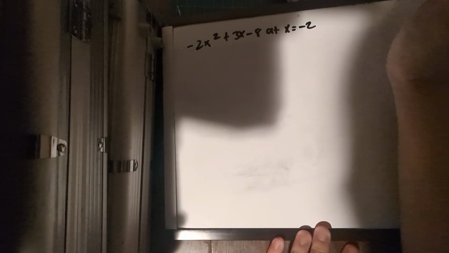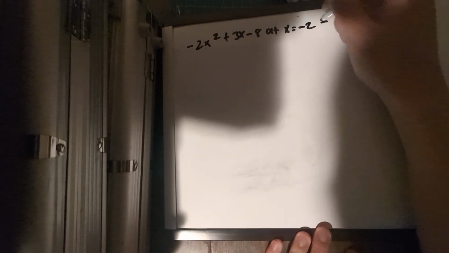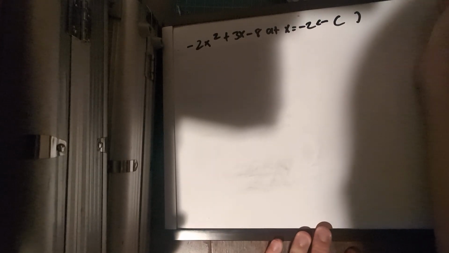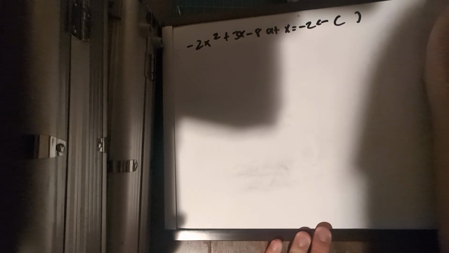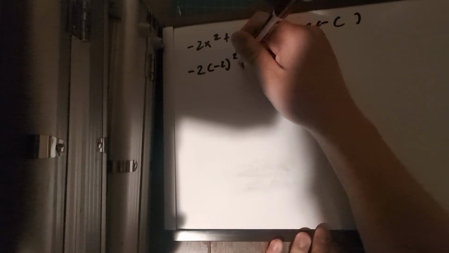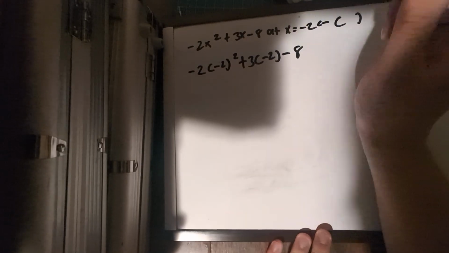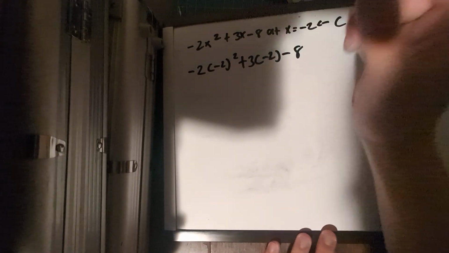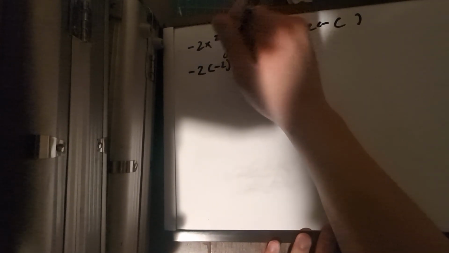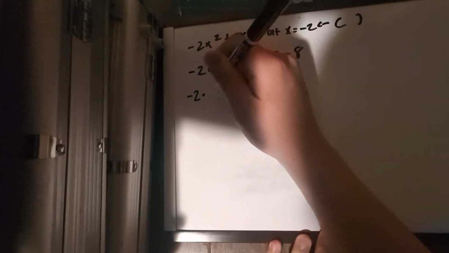So, remember PEMDAS, so we're going to do exponent first. But also keep in mind that whenever you plug in a variable such as this one, you want to surround it using parentheses just to make sure you stay organized. So I'm just going to plug it in then. Negative 2 parentheses negative 2 squared plus 3, boom, negative 2 minus 8. So first off, I'm going to want to take care of this exponent first following PEMDAS. So this is going to be negative 2 times 4.